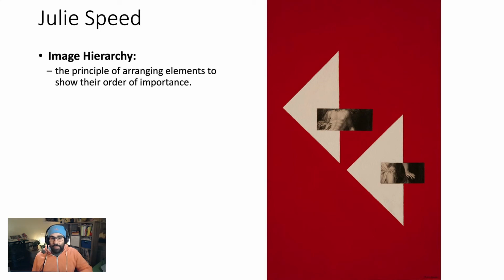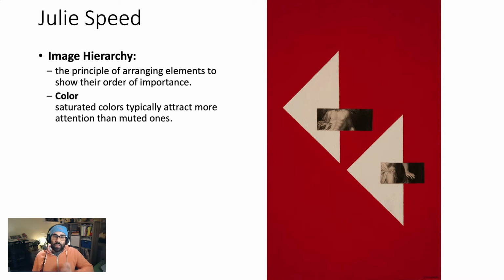Next, we'll look at Julie Speed for great examples of image hierarchy. That's this idea of arranging elements in an image to show their order of importance. So we can see some examples of that here in the color, where saturated colors typically attract more attention than muted ones. This red background, it's very saturated. It's not mixed with black or white. Even though it's in the background, it still commands a lot of attention to the overall image.